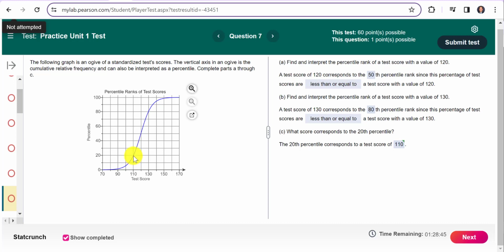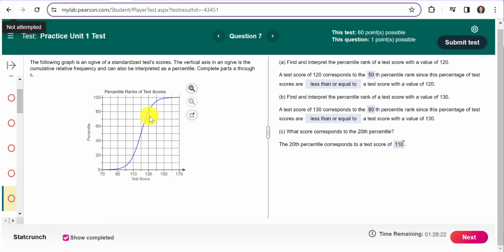You can see 20% scored 110 or below. That's why you can use them as percentile ranks. It says interpret the rank with a value of 120. If you go to 120 here, you can see right there that's essentially the middle, or the 50th percentile of the tests. So that means half are that or less.